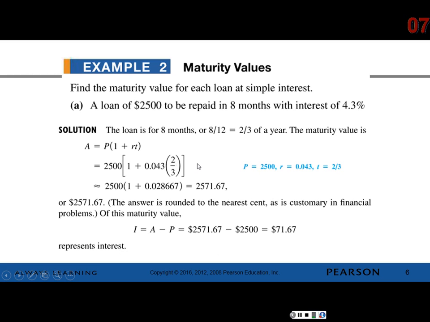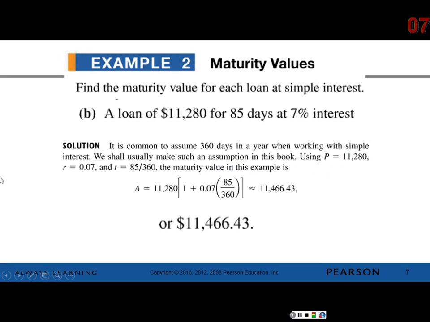Questions so far? Okay, our second example, Part B. What if you had a loan of $11,280 for 85 days? And the interest rate is 7%. And again, that's an annual interest rate, but it's only for 85 days.